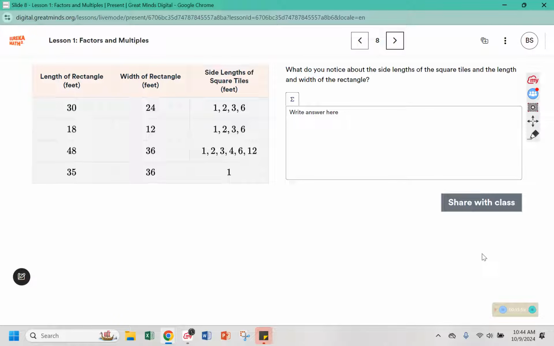What do you notice about the side lengths of tiles and the length and width of the rectangle?